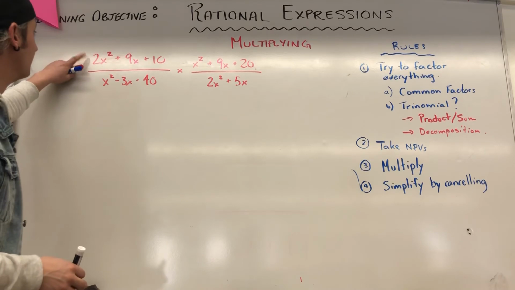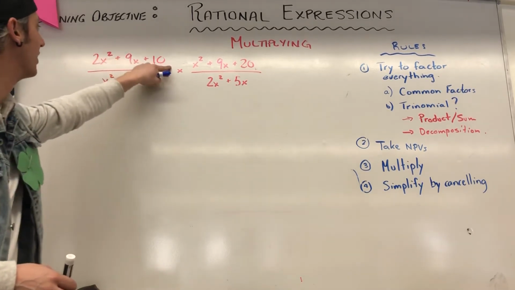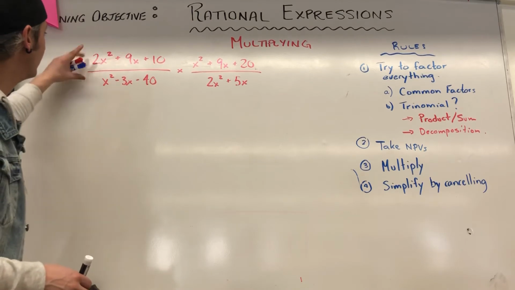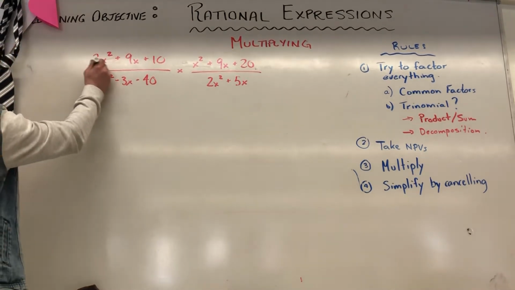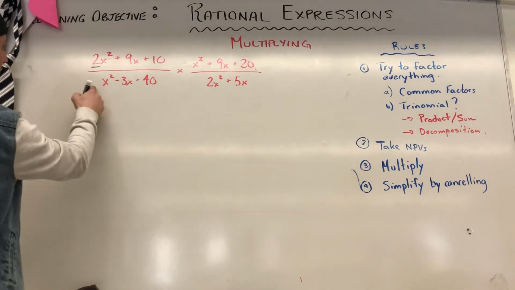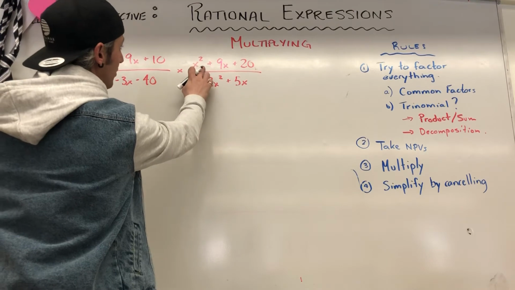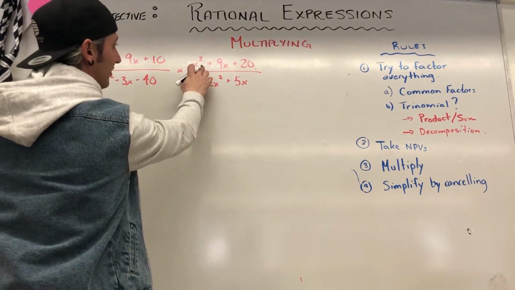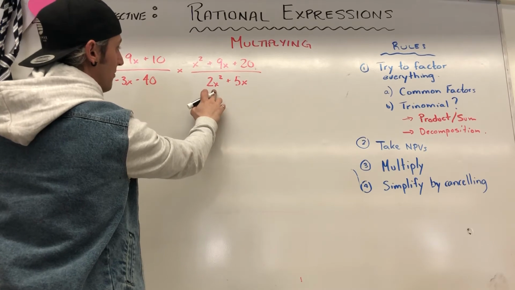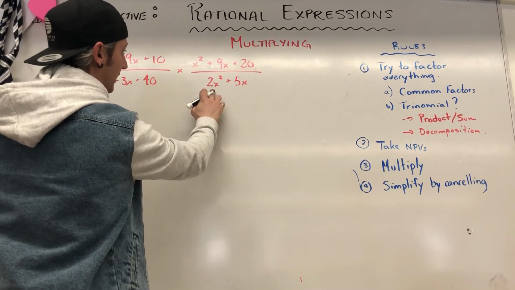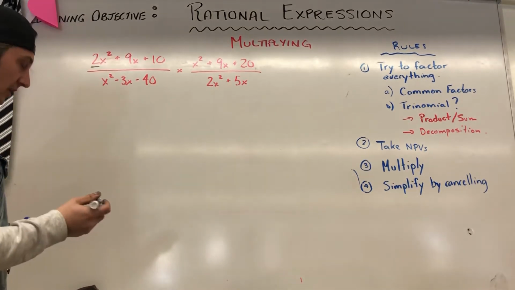Common factors here, there's no common factors. I can't pull out any common numbers, and there's no common variables. Same thing here, so this one I'm going to do decomposition because I have a number in front of my x squared term. This one will just be product sum. So we'll go through both of those. Here, this is a trinomial, there's no common factors, so I'm going to use product sum here. And here, I'm going to be able to pull out an x, and it'll be x times 2x plus 5.